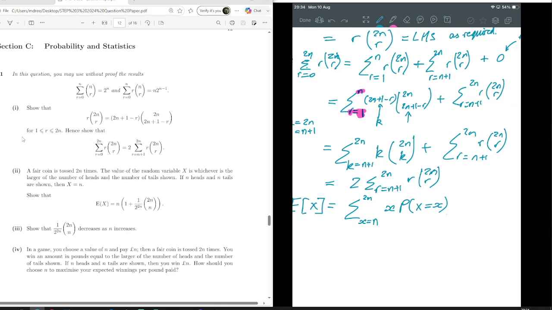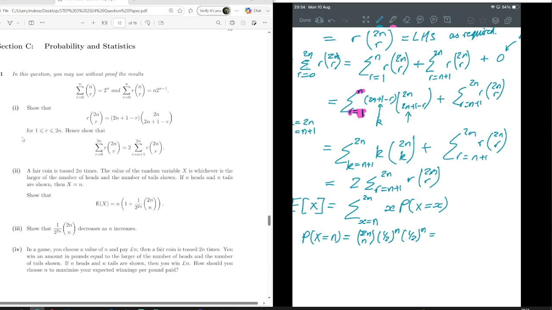One thing that I will do is to split off the x equals n case, because that is a little bit special. So the probability that x is equal to n: well, of the 2n tosses, I need to pick n of them to be heads and n of them to be tails.